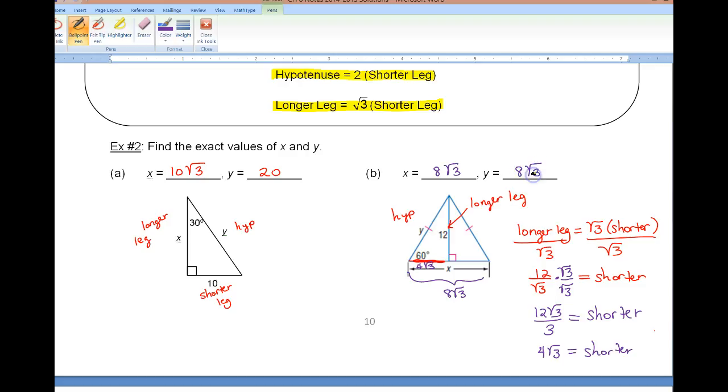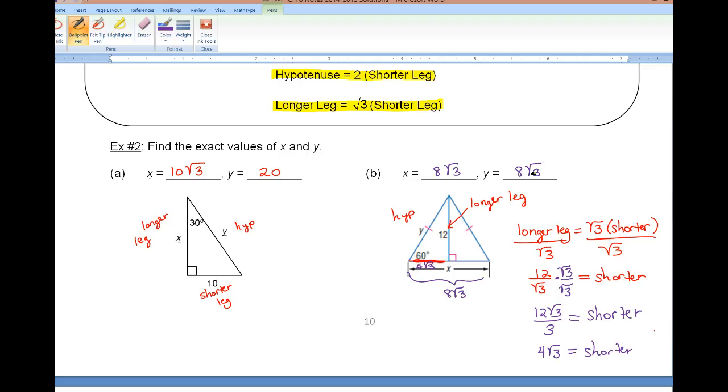And since x and y are virtually just showing two sides of an equilateral triangle, x and y are actually the same length. Okay, do you understand how I got 4 root 3?